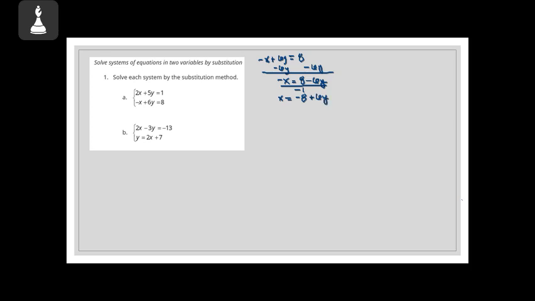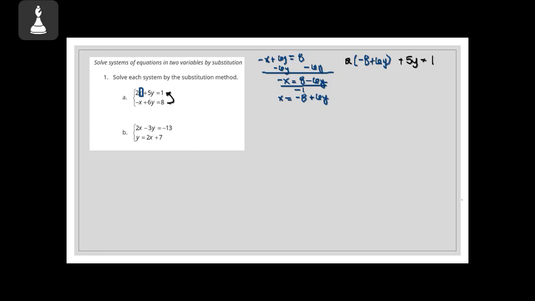Now what I'm going to do is in place of x in the first equation, instead of writing x, I'm going to write negative 8 plus 6y. So we have 2 times x, but x is negative 8 plus 6y. And then we have plus 5y equals 1. The point is you have to take the one equation and plug it into the other equation.